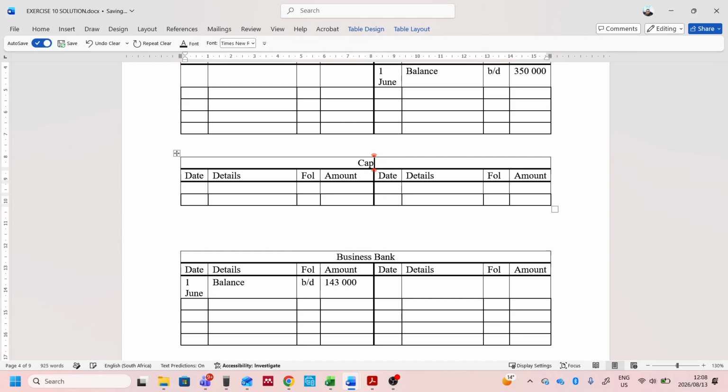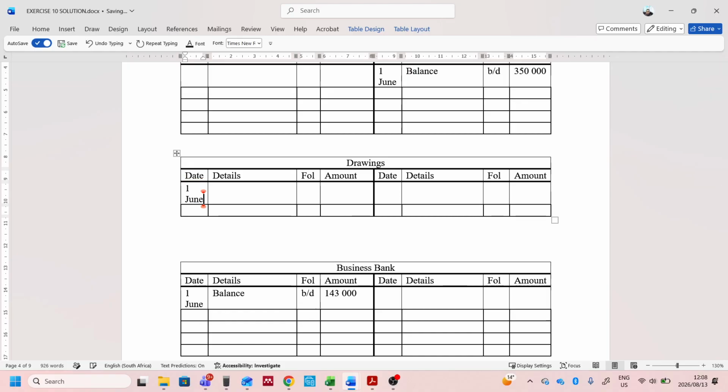So this means that we're going to refer to this one as drawings. So when did the drawing occur? On the 1st of, was it June? And then what did the owner take as drawings? Cash. So remember on your accounting equation, you said debited what? Drawings, credited what? Business bank.